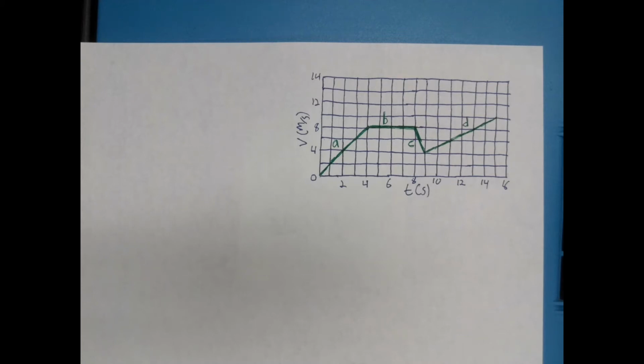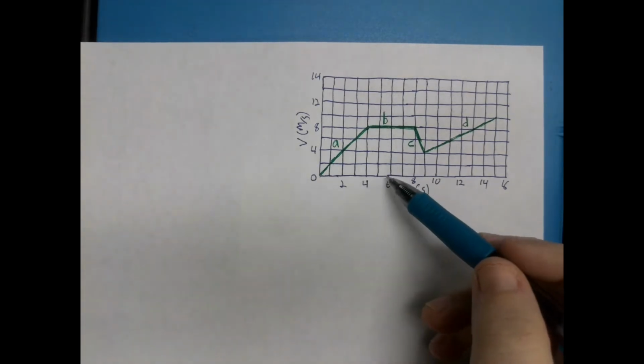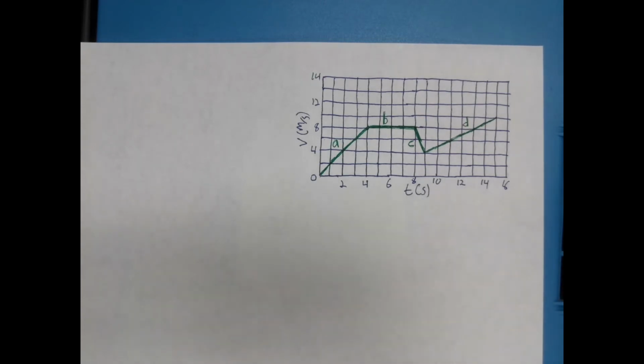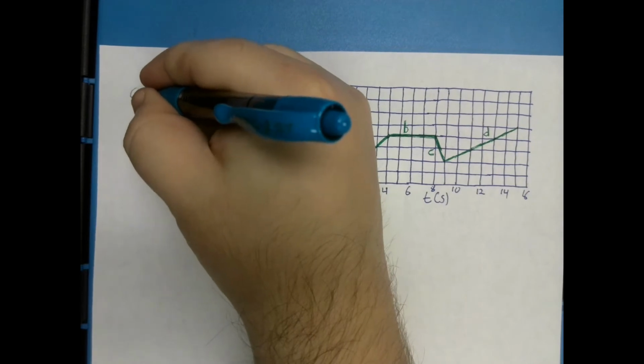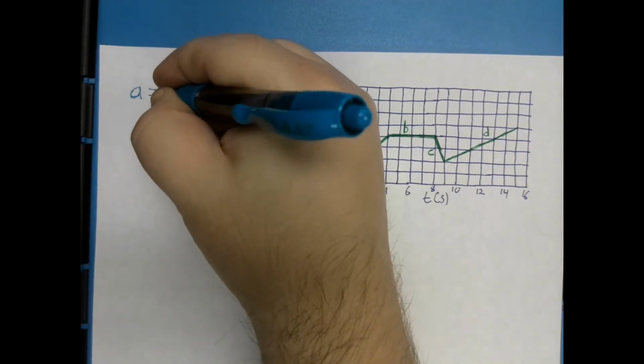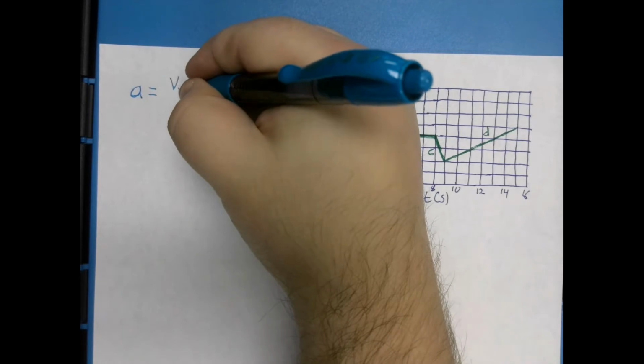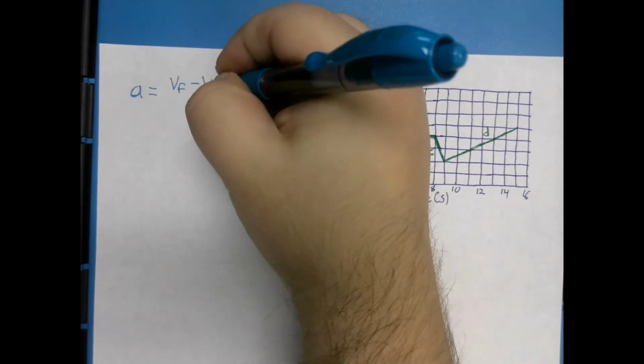Alright, so let's go over motion graphs like the homework. Questions ask, what is the acceleration in the following sections? Looking at a graph like this, we're trying to figure out what the acceleration is. You have to remember from last time, acceleration is final velocity minus initial velocity over time.